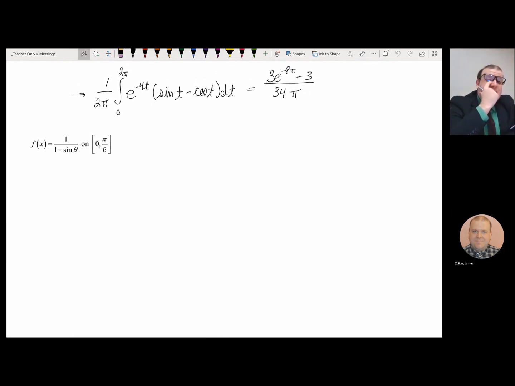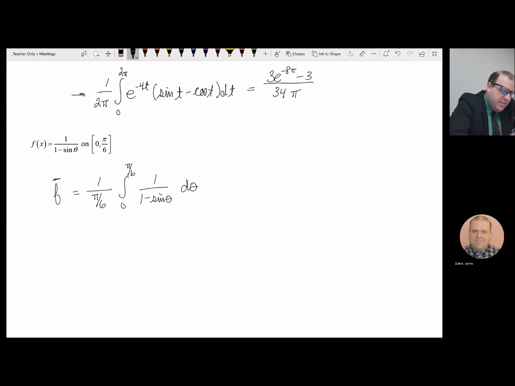One over one minus sine theta on 0 to pi over 6. One over pi over 6 minus 0, which is just pi over 6. Integral from 0 to pi over 6 of 1 over 1 minus sine theta d theta.